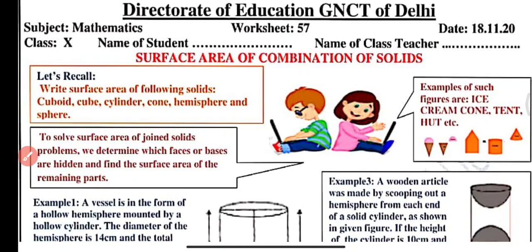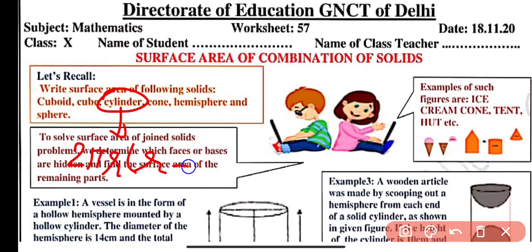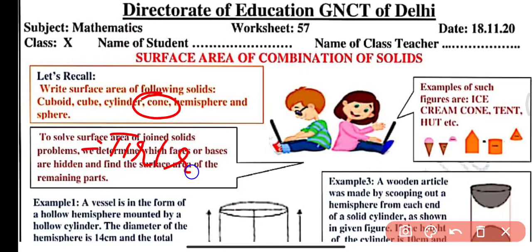So now cylinder, so surface area of cylinder will be 2 pi r into (r plus h). 2 pi r into (r plus h) is the total surface area of cylinder. Keep in mind 2 pi r into (r plus h), where r is the radius of cylinder and h is the height of cylinder.